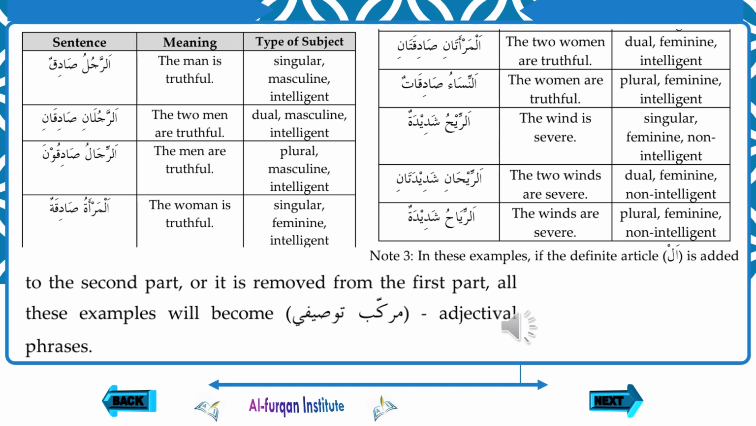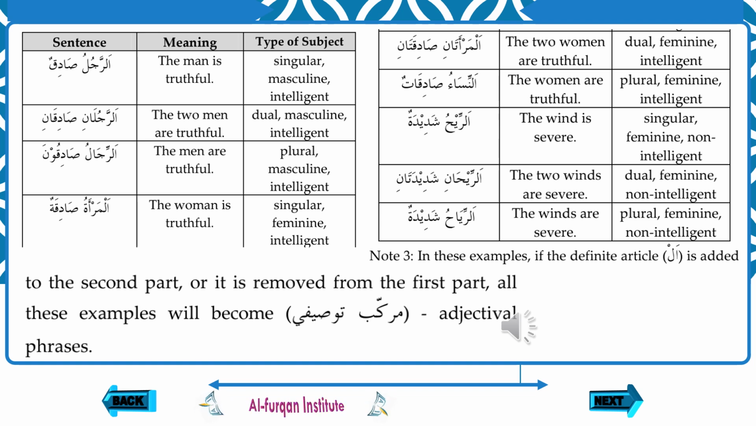So in summary, how do we tell the difference between the Jumla Ismiya and Murakkabun Tawsifiyya? I've been emphasizing this because we should not incur mistakes. That is why I usually repeat this difference between the Jumla Ismiya and Murakkabun Tawsifiyya, that is, the descriptive phrase.